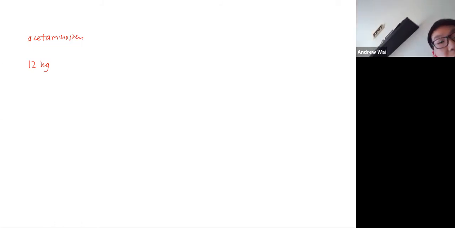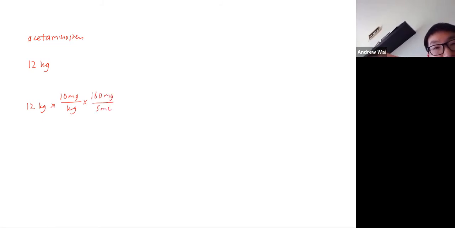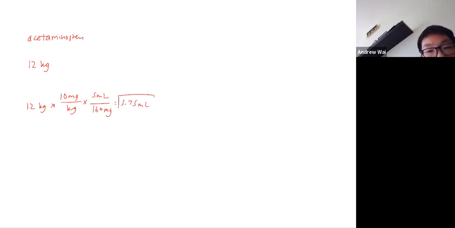All right, well, now that you've had a chance to try it, let's go ahead and go 12 kilograms times the dose, which is 10 milligrams per kilogram, times the concentration, which is 160 milligrams per 5 mLs. And you're like, wait, this doesn't make sense. So we actually have to erase this here and go back to 5 mLs per 160 milligrams. So that comes out to be 3.75 mLs. All right. So you tell the mom, okay, give 3.75 mLs of this.